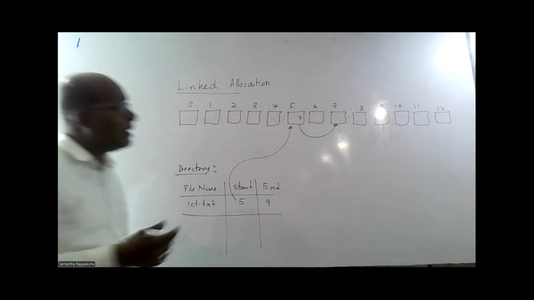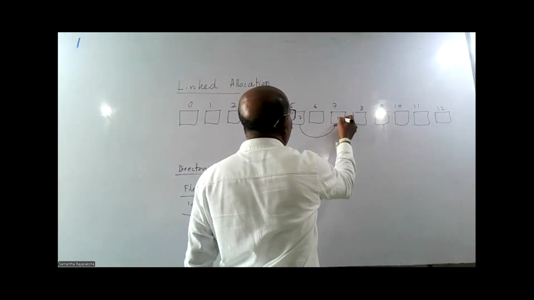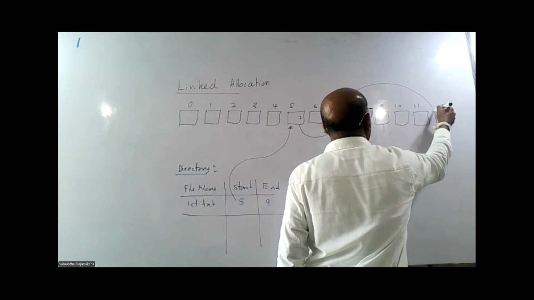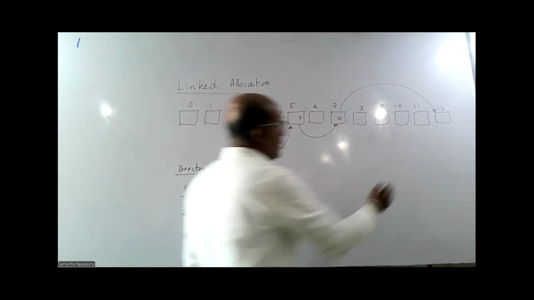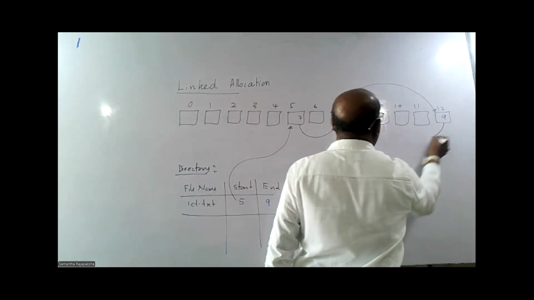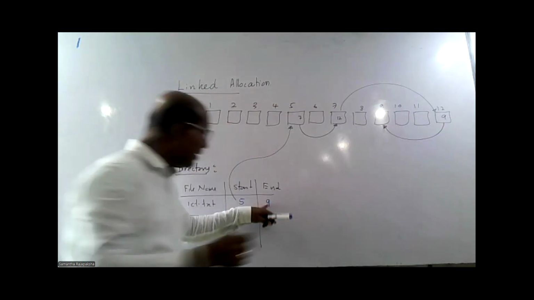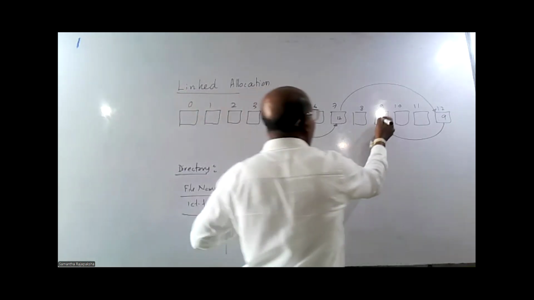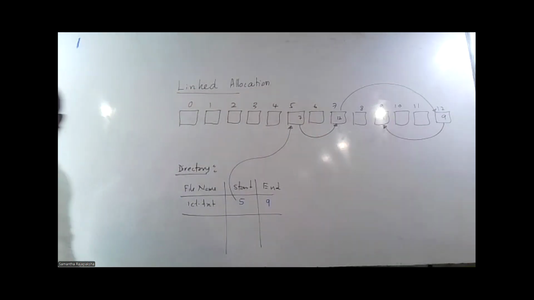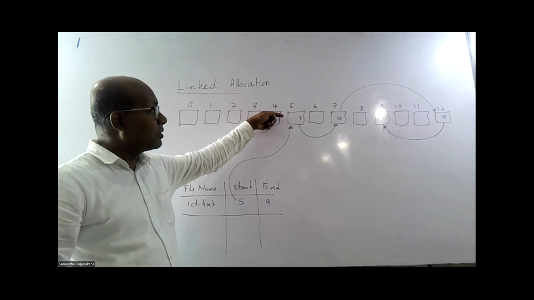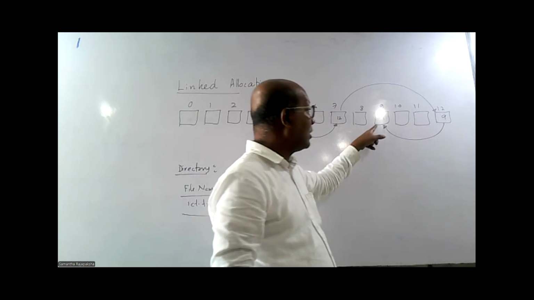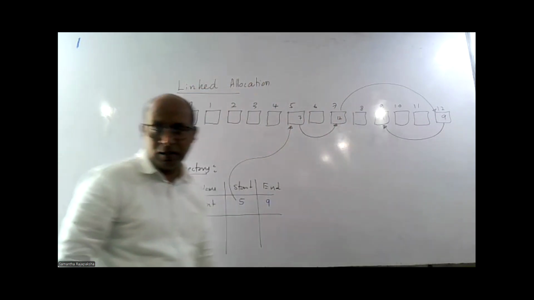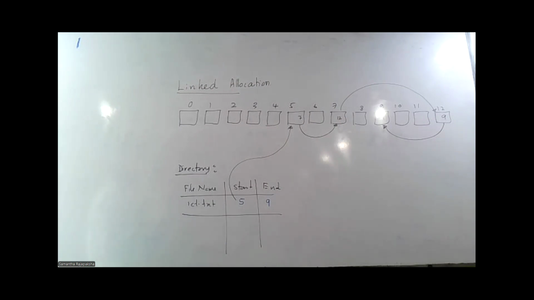When you go to 7, it says the next one is 12. When you go to 12, it says the next one is 9. Now you can see 9 is the last one, so you put minus one here. It indicates the last. That is for linked allocation. Now we have the link to the first one. When you go to the first one, it tells you the next one, and so on, until minus one means it is finished. This is what we call linked allocation.